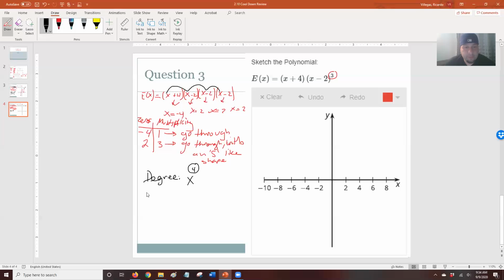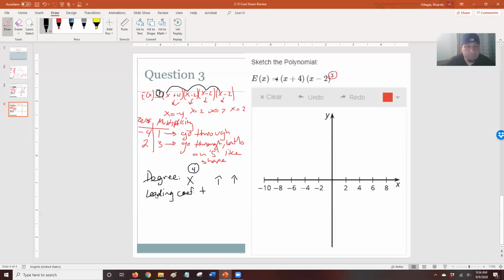Now, in order for us to determine if the leading coefficient is positive or negative, so I'm gonna put leading coefficient, shorthand coef. So we look at the front of the polynomial. In this case, it's a positive number. There's no negative in front. So we know that the leading coefficient is positive. So our graph is gonna travel in the upward direction like that, okay?